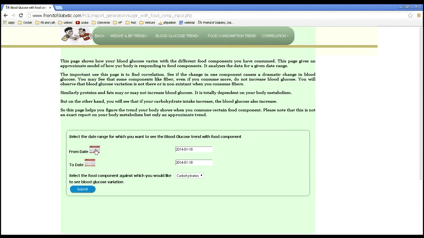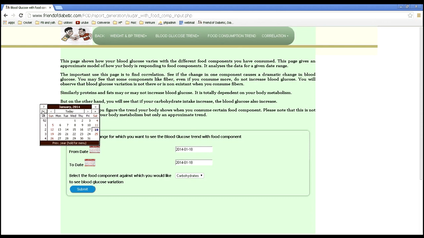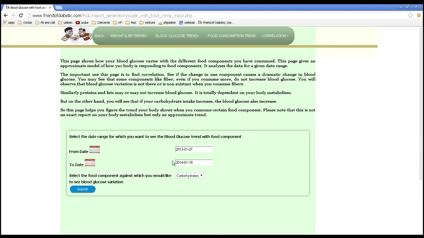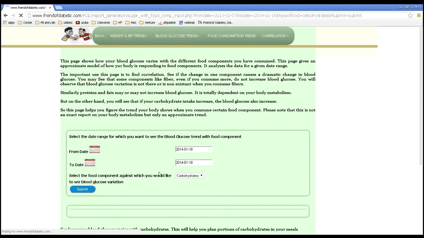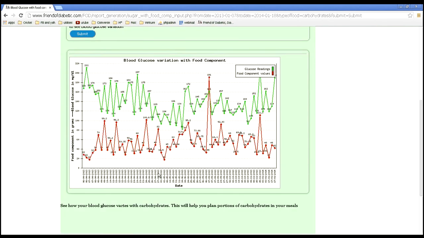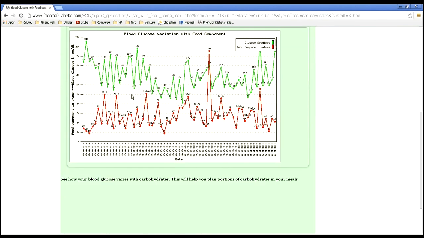So here what it tells you is how my glucose has varied with carbohydrates. If I do a submit, it shows a graph like this. The green lines are the glucose readings and red lines are the carbohydrate readings. As you can see, whenever there is a peak in carbohydrate, there is a peak in blood glucose.